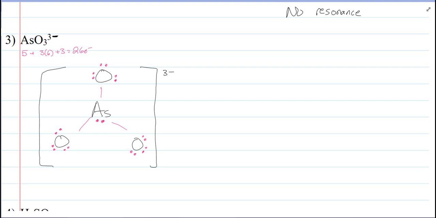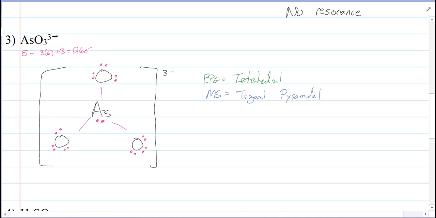Think about that. Electron pair geometry would be 4 pairs, tetrahedral. Shape is trigonal pyramidal because 4 pairs, 3 bonding pairs, 1 lone pair. Hybridization then, of course, is sp3. Polar, you betcha.